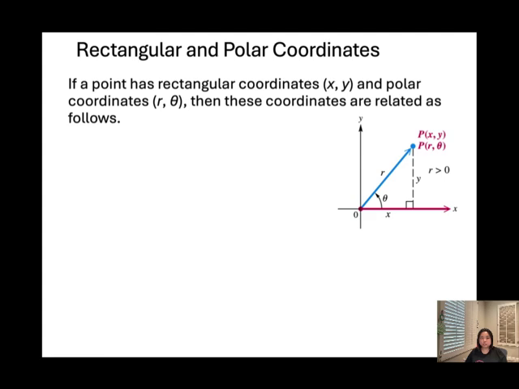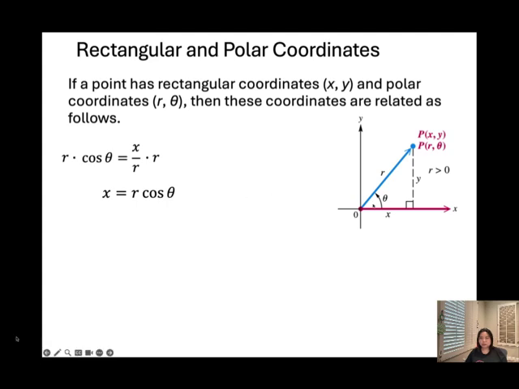Rectangular and polar coordinates. If a point P has rectangular coordinates x, y and polar coordinates r, theta, then these coordinates are related as follows. Look at this triangle. Cosine theta equals adjacent over hypotenuse, which is x over r. Then we multiply by r on both sides, so this cancels out. So x equals r cosine theta.